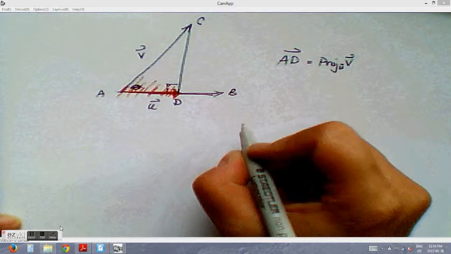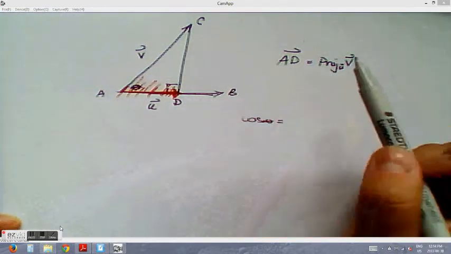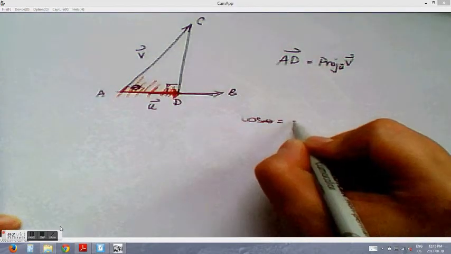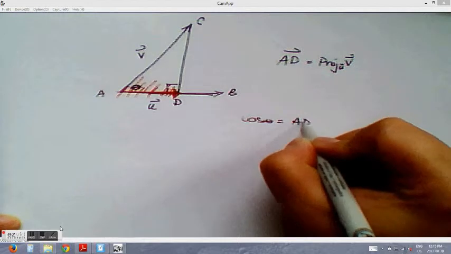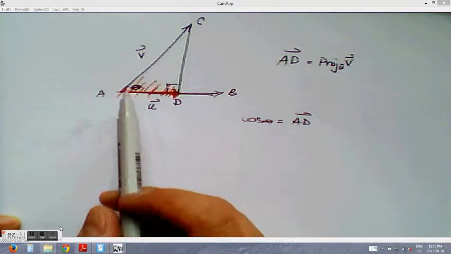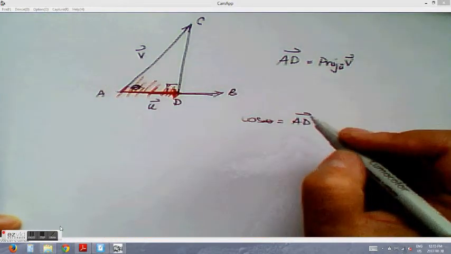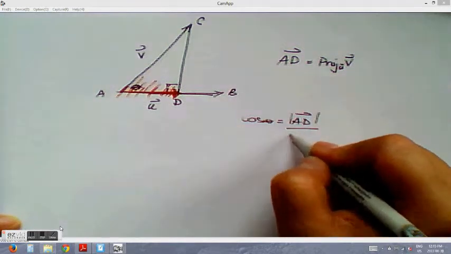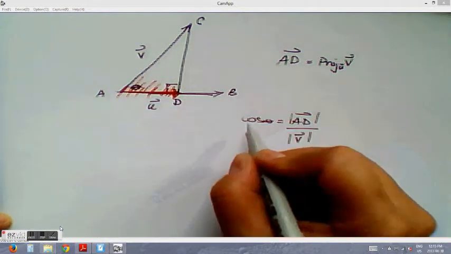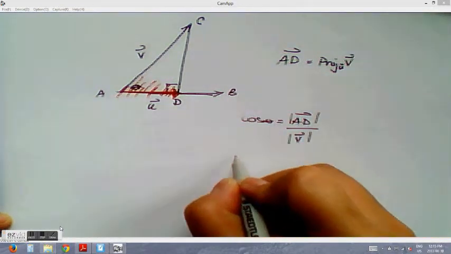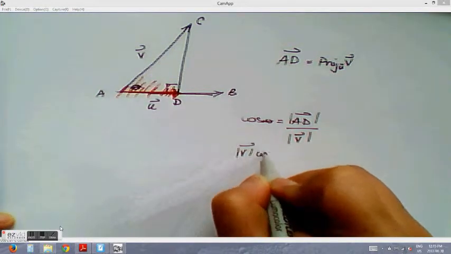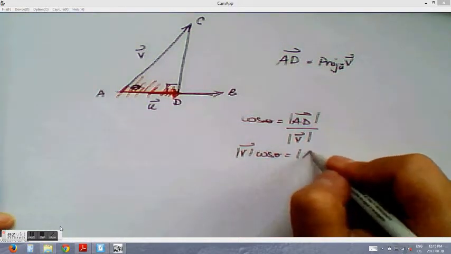So we can say that cosine of theta is equal to, so this is theta, adjacent over hypotenuse, so vector AD. Remember that AD is only a section of U, the vector U. It's the projection of V. So it's the magnitude of AD over the magnitude of V. Okay, so isolating for AD, I'll leave it as such. So we can say that the magnitude of V cosine of theta is equal to the magnitude of AD.